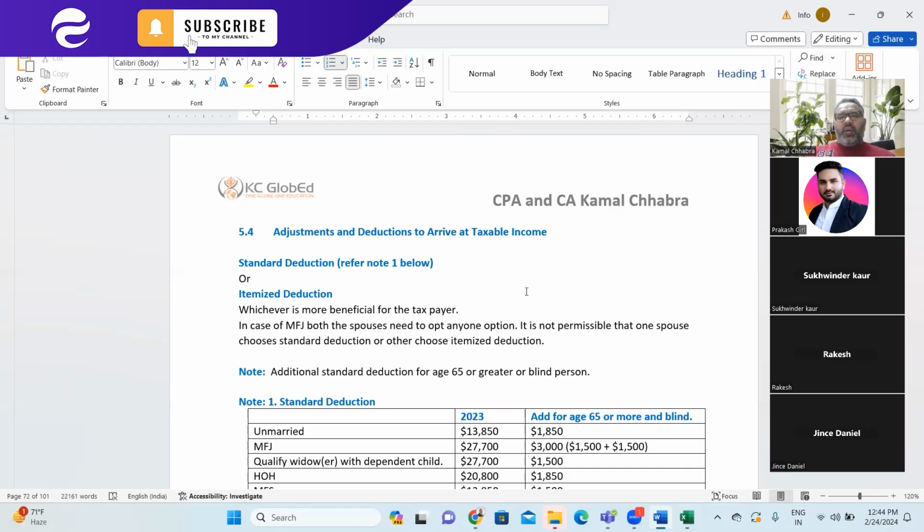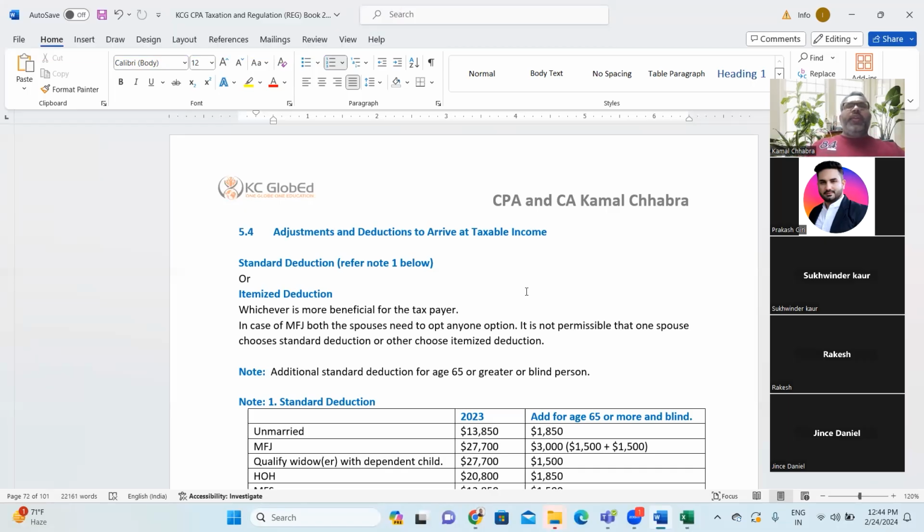In India, we call it slab rate for an individual, if you remember. In the US, we call it marginal tax rates. After this topic, we'll be going to the marginal tax rates also, and if time permits, we'll cover that topic today. Coming to the adjustment and deduction, there are two types, standard deduction and itemized deduction, like we were discussing. Standard deduction we'll cover in note 1, but quickly let's understand itemized deduction.